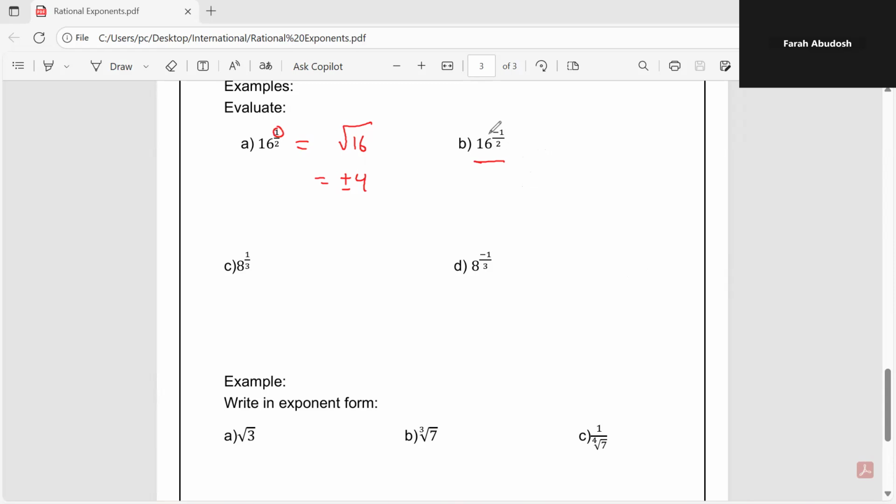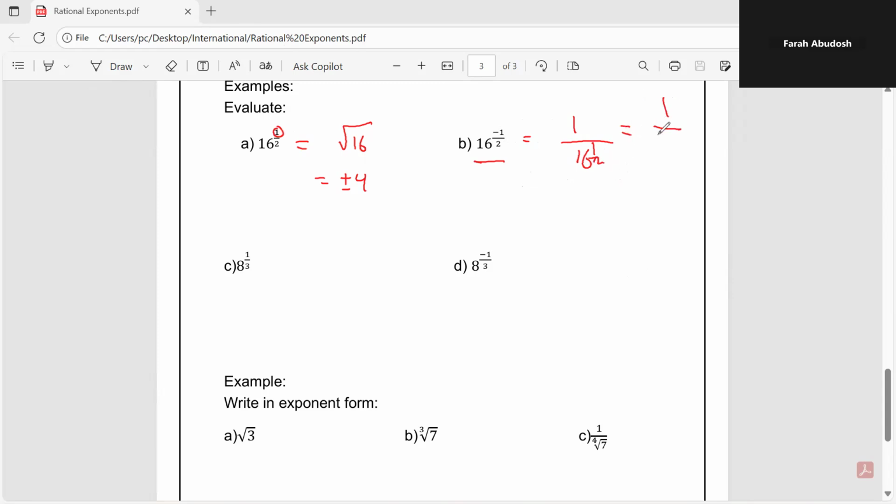We have here a negative power. Before doing anything, just convert it to a positive power. We put it like this: 16 to the power negative 1 over 2. We put it in the denominator. So it's 1 over 16 to the power 1 over 2.